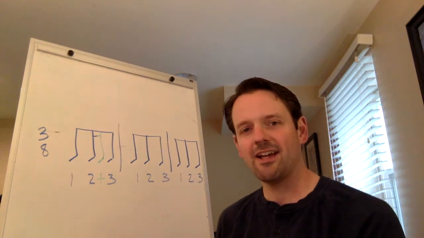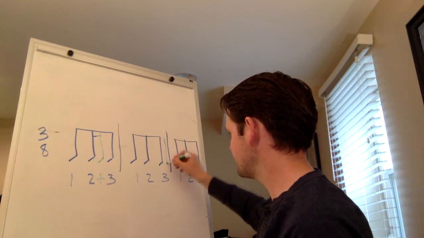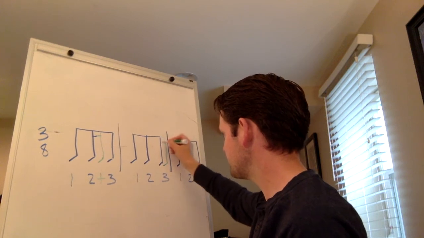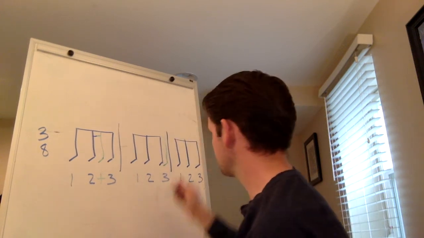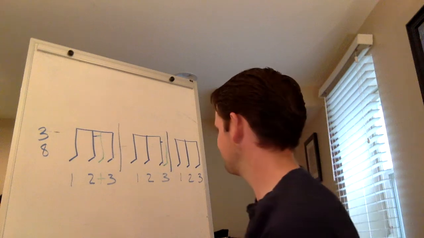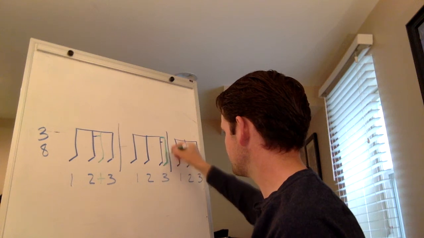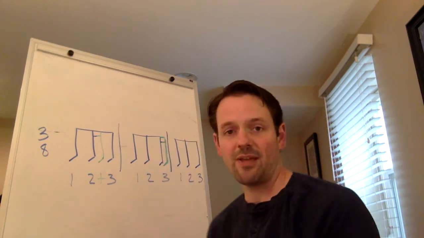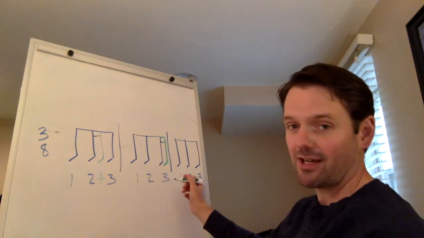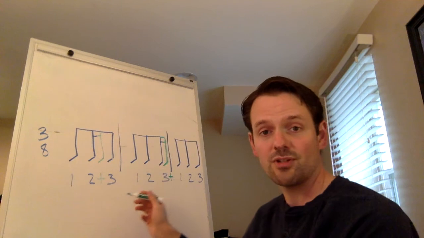Let's say we want to add an extra note after 3. Let me grab a different marker. So that makes both the 3 and the new note into 16th notes. And then if we're going to count, the thing that fits in between 3 and 1 is an and. That would be 1, 2, 3 and.